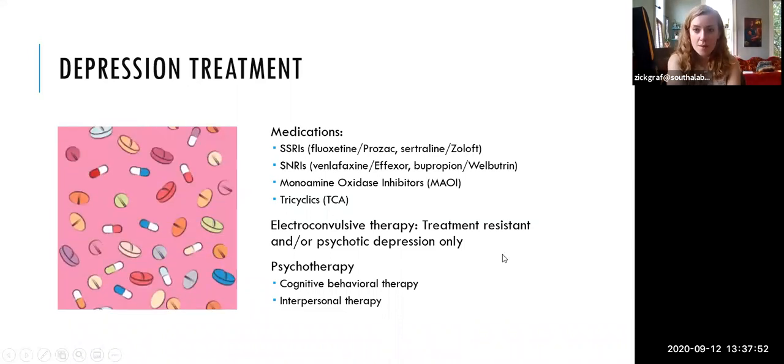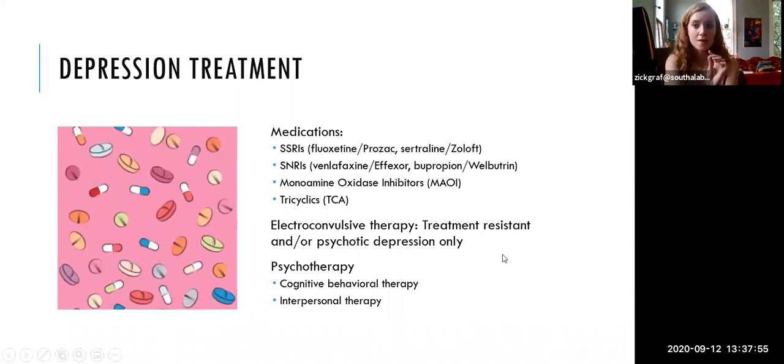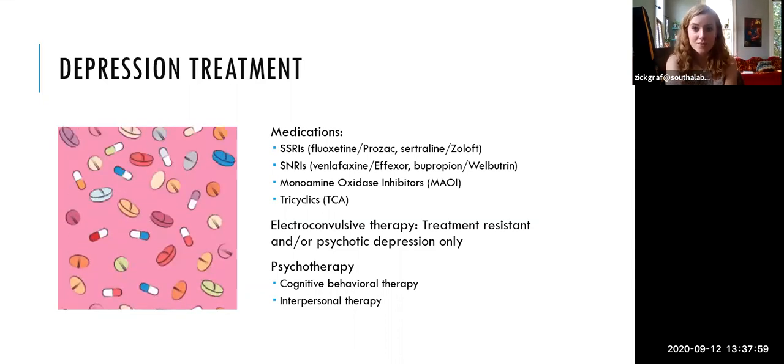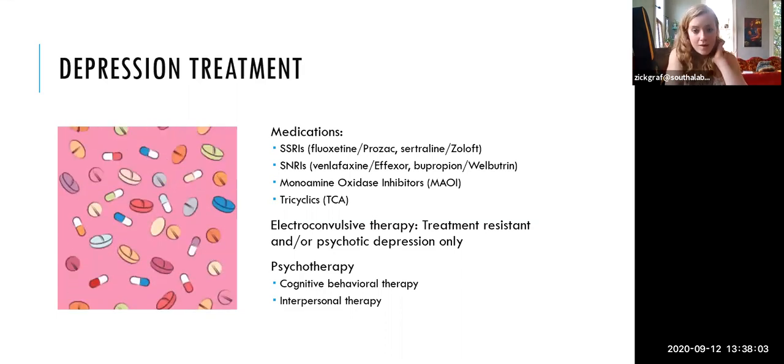So the two types of treatment I'm going to focus on in the next couple slides, and we are getting towards the end, are electroconvulsive therapy, which is a last resort treatment for really severe and resistant depression, and psychotherapy.